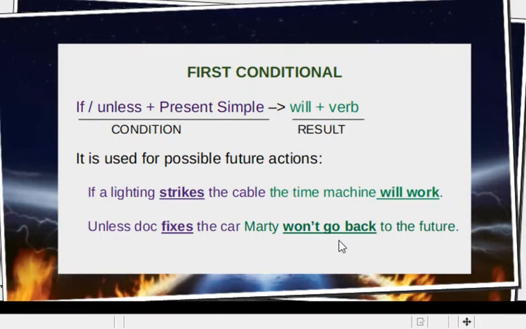So we introduce the condition with if or unless. In this case, the action of the condition is going to be introduced in the present simple. As in the example, if a lightning strikes the cable, the strikes, or whichever verb we use, would be in the present simple, and the result will be introduced with will, the same particle that we use to create the future simple. So if a lightning strikes the cable, the time machine will work.